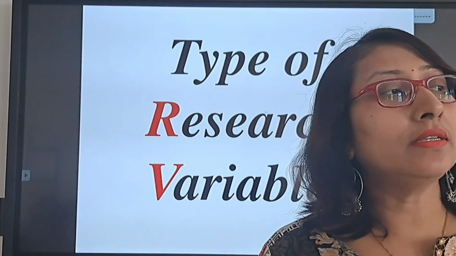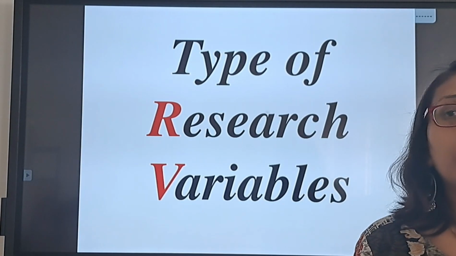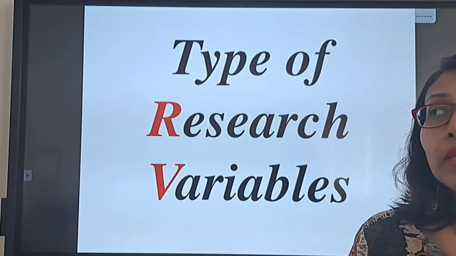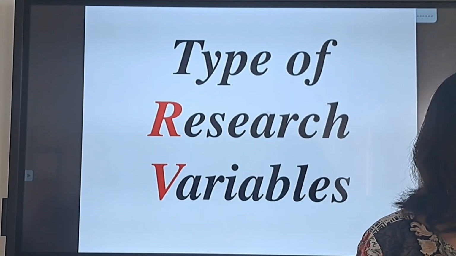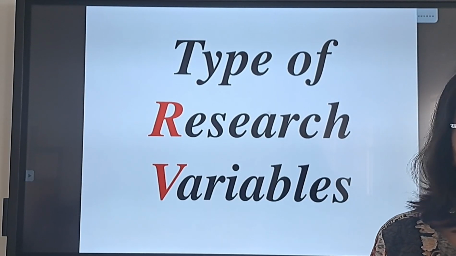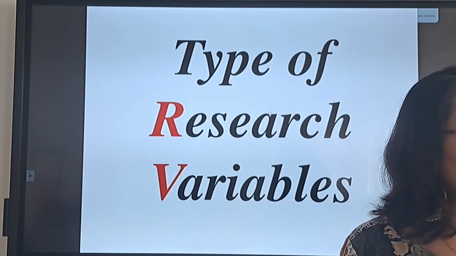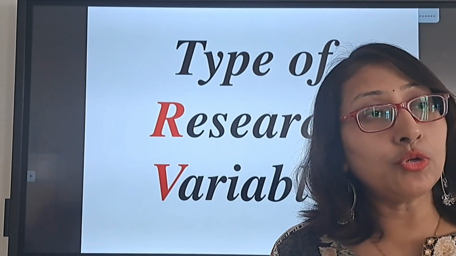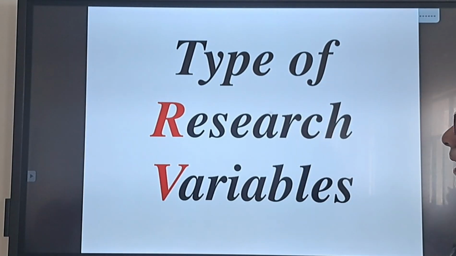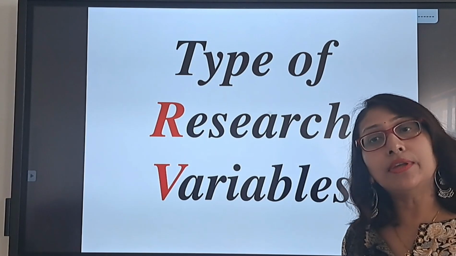Let us continue with the topic which we had already covered in the previous class. We had discussed hypothesis. I hope you all remember hypothesis, the different types of hypothesis with their examples and the meaning. So today we are going to see the variables. What do you mean by variables? And what are the different types of variables?